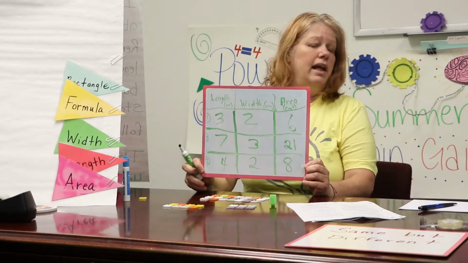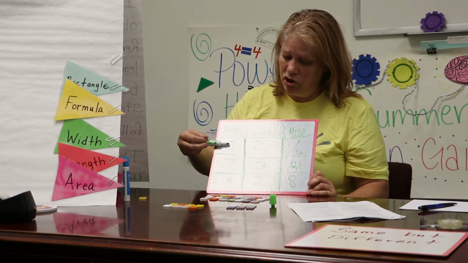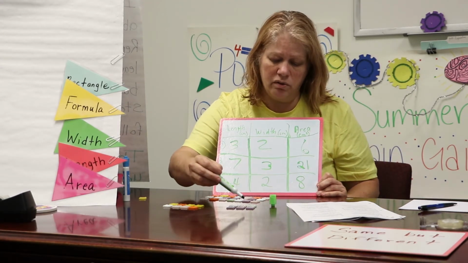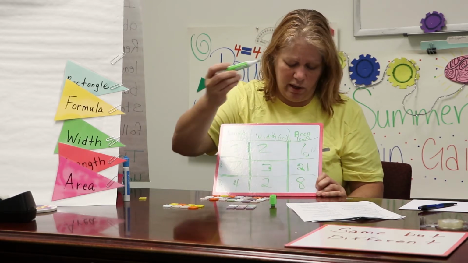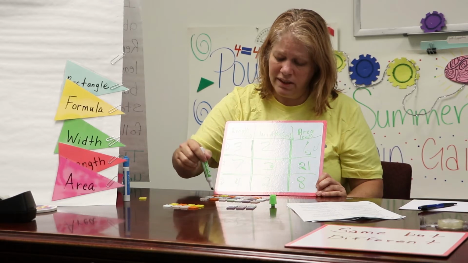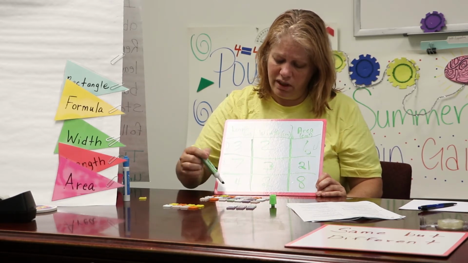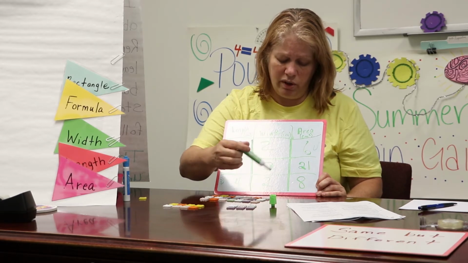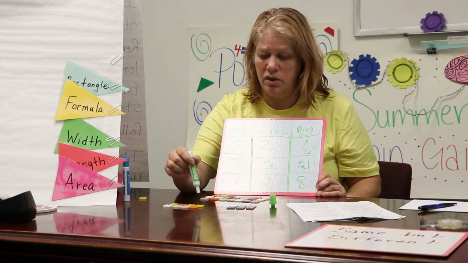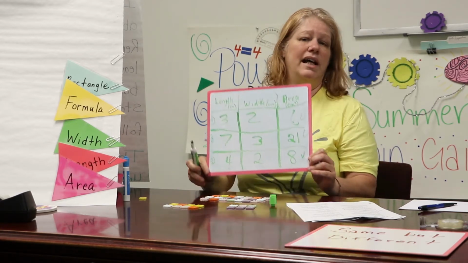Okay? The way you want to check them to see if it's right is go look at that one, 3, that has 3 and 2, and count them. 1, 2, 3, 4, 5, 6. Yep, that one's correct. My 7 times 3, 1, 2, 3, 4, 5, 6, 7, 8, 9, 10, 11, 12, 13, 14, 15, 16, 17, 18, 19, 20, 21. That's correct. And my 4 times 2, 1, 2, 3, 4, 5, 6, 7, 8. Correct. So that's the way you check them.